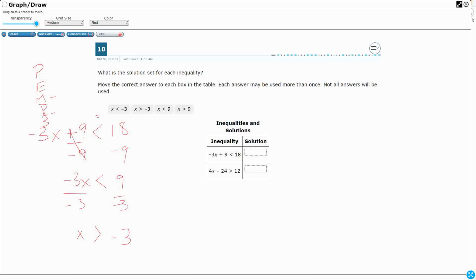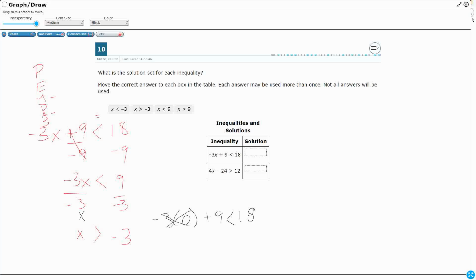So let's try a number just to verify, okay? So I'm going to try, what's a number greater than negative 3? 0 is greater than negative 3. So let's see what happens if I just plug 0 in here. Negative 3 times 0. I did that because I can just get rid of that, right? And it gets deleted. So 9 is less than 18. That works. What happens if I didn't flip this?